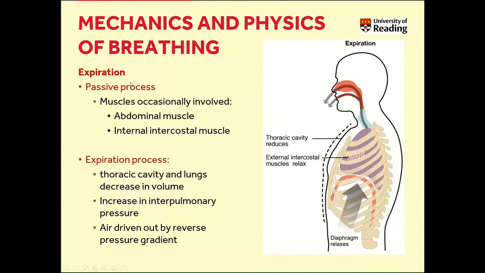During expiration, which is a passive process, the diaphragm will relax and also the external intercostal muscles will relax. You will have a decrease in the thoracic cavity volume and therefore in the lung volume. Of course, you will have an increase in the pulmonary pressure and the air will be driven out by a reverse pressure gradient. I mentioned it's a passive process. However, abdominal muscles and internal intercostal muscles can be occasionally involved in the process.